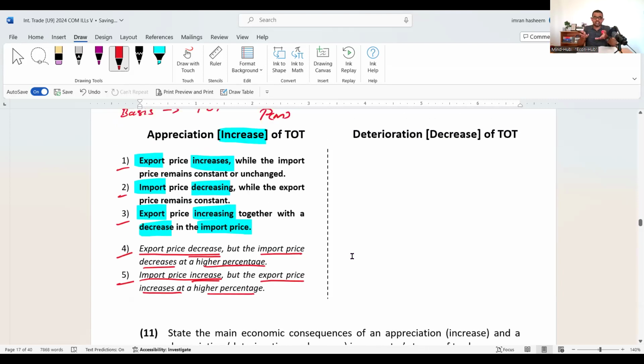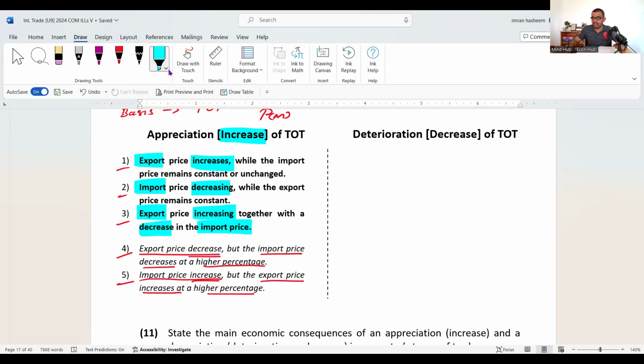The key is the formula, the base is the formula. Export prices increase, then we say imports constant. Import prices decrease, exports constant. Exports and imports change at the same time: export prices increase, import prices decrease. Done. Three situations. Then we go for the paradox and come back. If that is confusing, export prices decrease. Problem. Then we say no, but import prices decrease more. Then we say import prices increase. Problem. But export prices increase more. Done. Five.